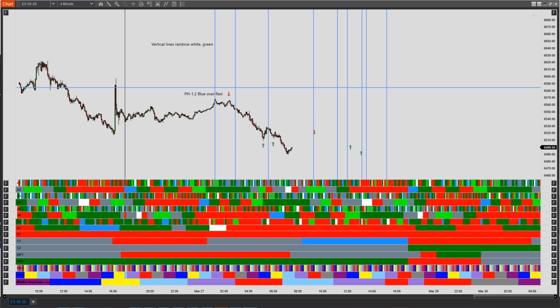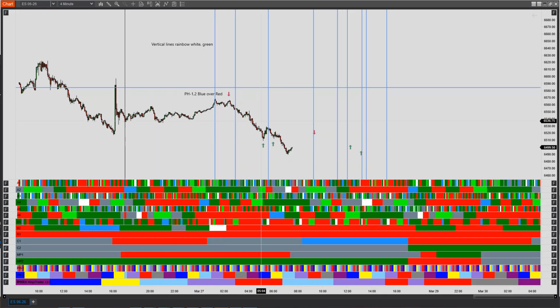Friday, it is March 27th, Friday morning, about 7:30, looking at the ES 4-minute chart for this morning. I've got the rainbow chart. I'm going to take a look at the timing triggers on the rainbow for today. You can see the ones that happen overnight and then the ones coming up. These are marked by the blue vertical lines.